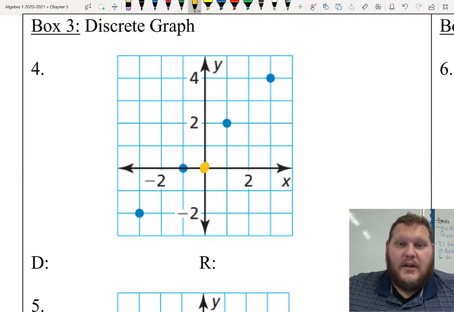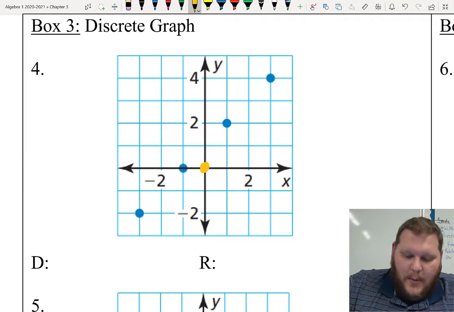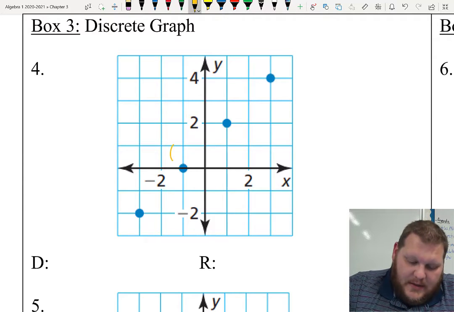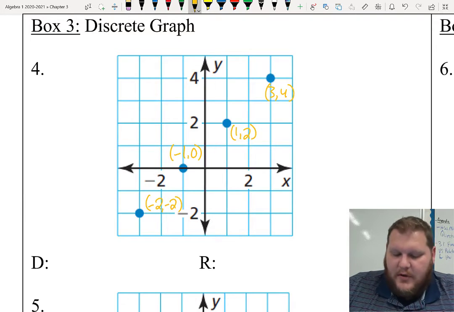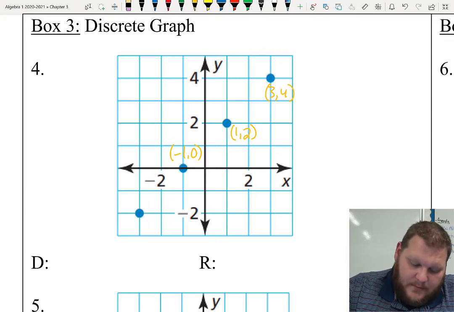So you can go left, right, up, or down. Remember, x values are left and right. Y values are up and down. So if you wanted to list out the coordinates of our points, this one would be -1, 0. This would be 1, 2, 3, 4, and then -2, -2, because I'm left 2, left 3, -3, 2, -3, -2.